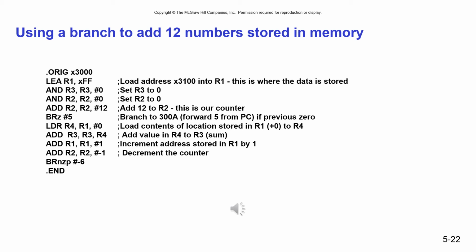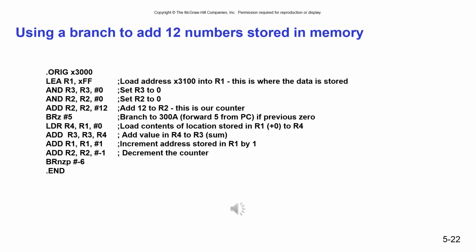What will the condition code be the first time we encounter BRZ? Well, we just wrote a positive 12 to R2, so it'll be positive. So we won't take that branch. Then we're going to load register R1 with an offset of 0.